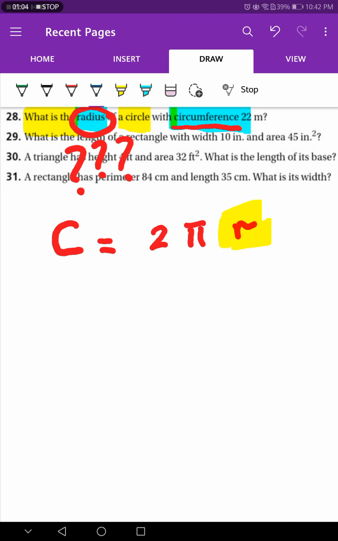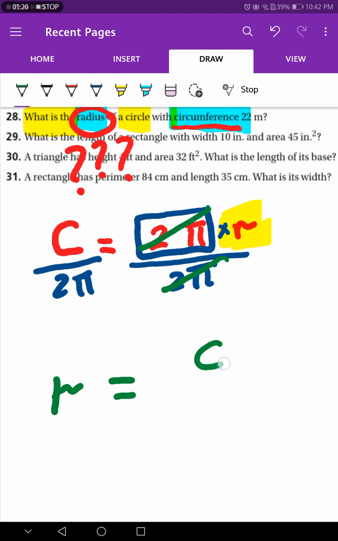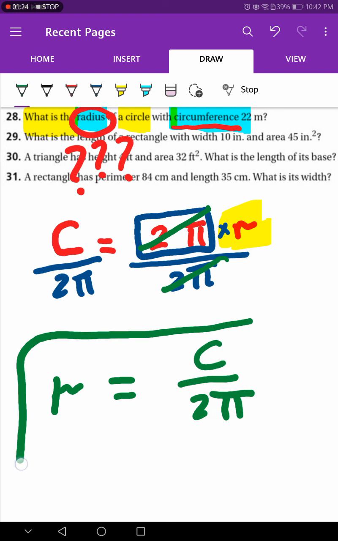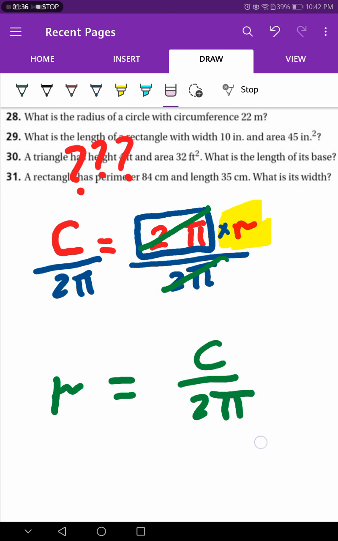But something is stuck with this, it is 2 pi. There is a hidden multiply, so I will divide by 2 pi here and 2 pi here. So R equals C over 2 pi. Now to find the radius, if the circumference is given, it is the circumference divided by 2 pi.